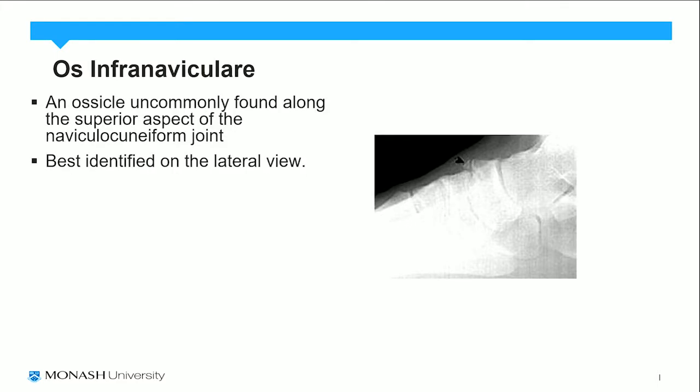The next one is the os infranaviculare, and it's an ossicle. It's very uncommon. It's found along the superior aspect of the naviculo-cuneiform joint, and is best seen on a lateral view.